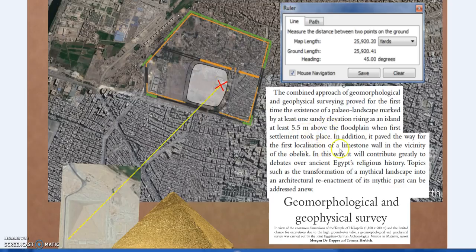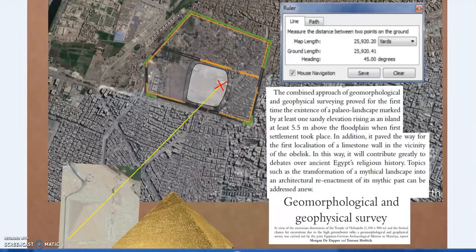In addition, they paved the way for the first location of... so what happened is there's been a series of earthworks, and from the Old Kingdom this was settled, but even through the Middle to Late Kingdom, they changed the topography to make it more special. But why is this mound? This is proven. This is the mythical topics such as the transformation of a mythical landscape into an archaeological reenactment of this mythic past can be addressed anew.